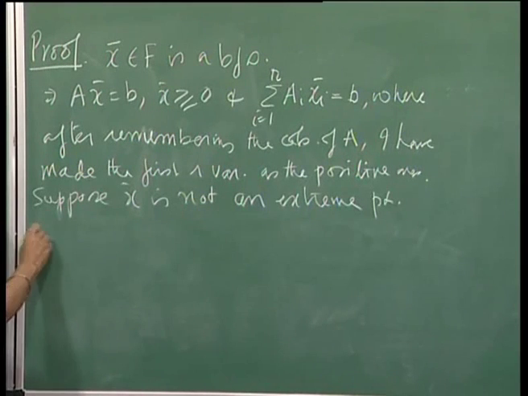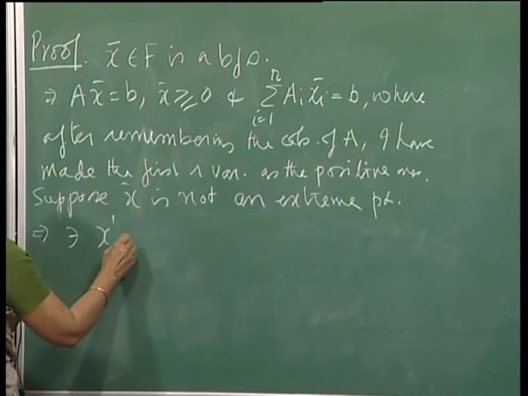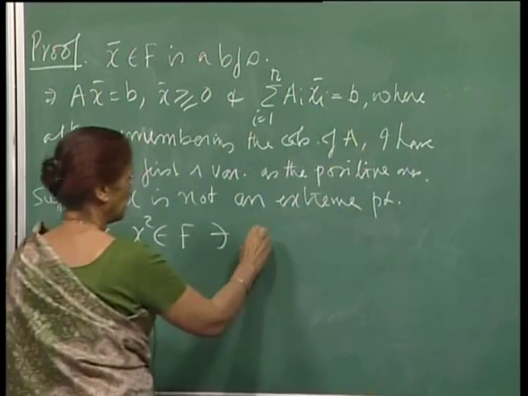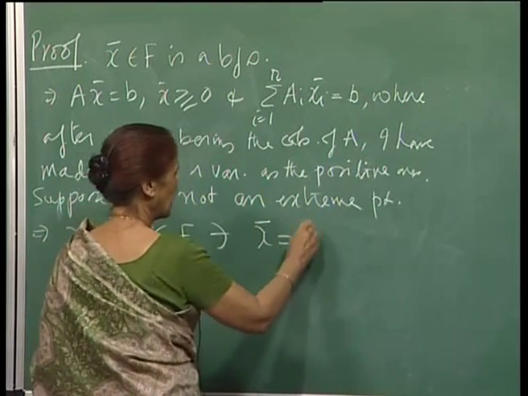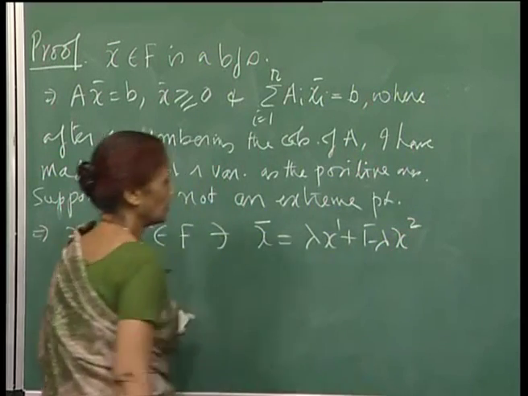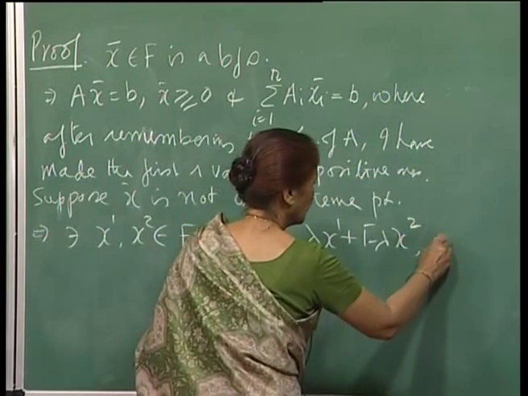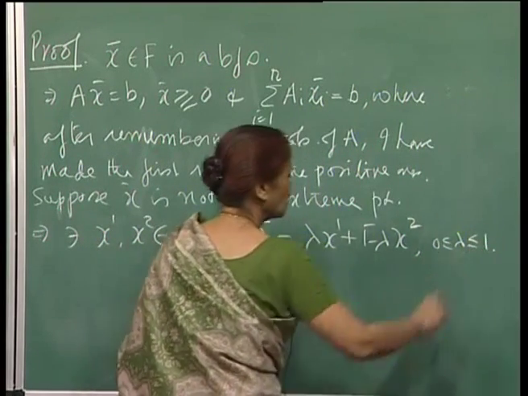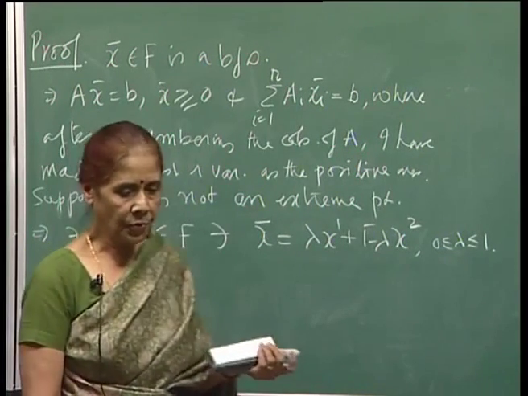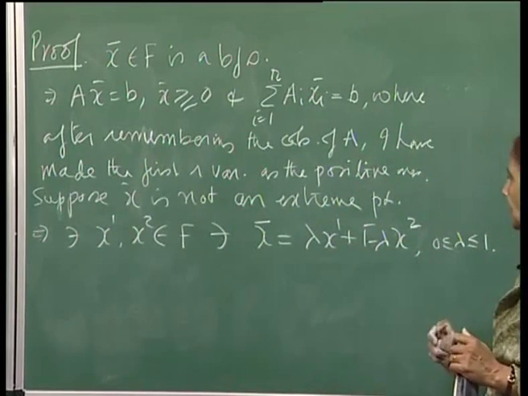This implies there exist x1 and x2 belonging to f such that x bar can be written as lambda x1 plus 1 minus lambda x2 for 0 less than or equal to lambda less than or equal to 1. See, my definition of an extreme point is that it cannot be expressed as a convex combination of any other 2 points of the set.